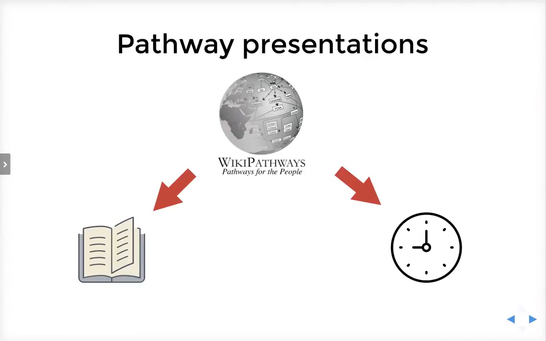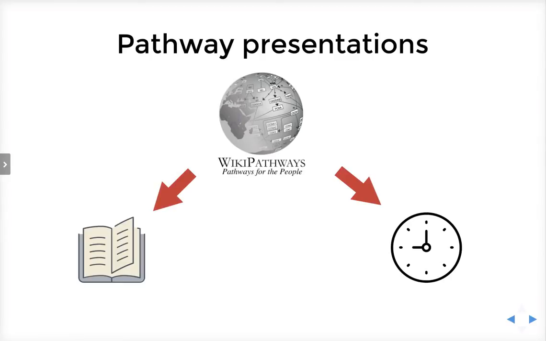So the solution is pathway presentations that include a time aspect. These presentations contain slides that each have a different pathway visualization state. For example, the first slide may hide all but 2 metabolites, and the second would show 2 more and highlight them in different colors. These presentations have a twofold effect.